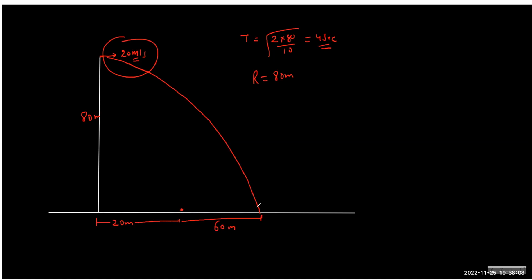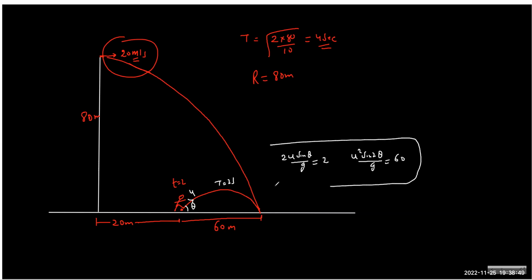And how much time is left to reach here? Because by the time the hunter is here, 2 seconds is gone. So in the remaining 2 seconds, you must travel like this. Isn't it? So the time of flight for this is how much? 2 seconds. So 2u sin theta by g equals 2. And u cos theta, or you can say u square. Can you solve these two equations?